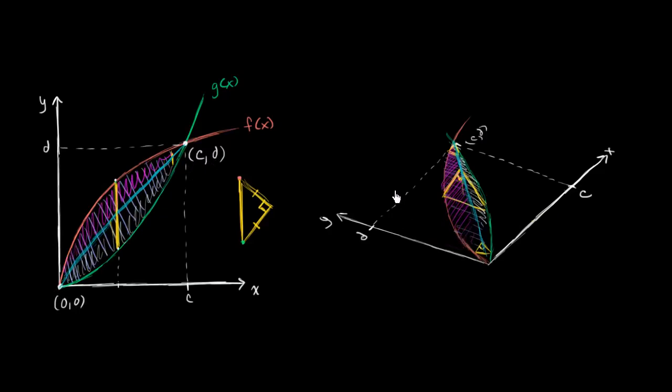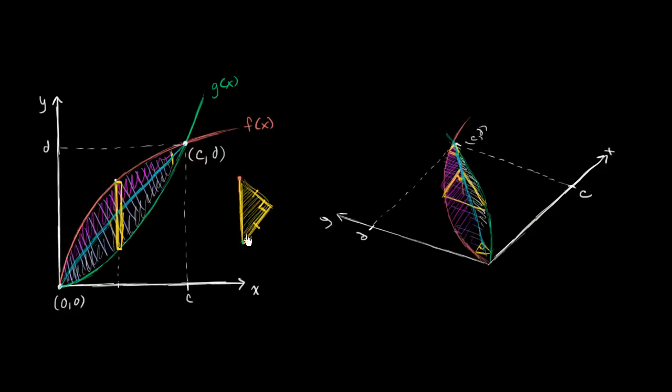So I'm assuming you've paused the video and have had a go at it. So let's think about it. If we want to find the volume, one way to think about it is we could approximate the volume as the volume of these individual triangles. So that would be the area of each of these triangles times some very small depth.